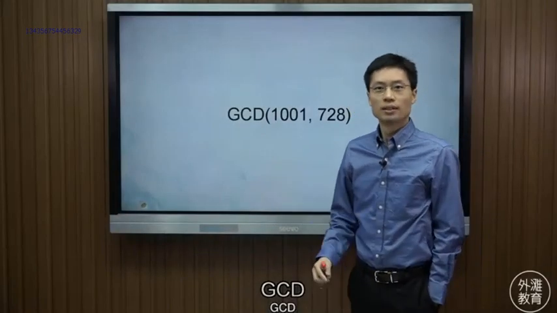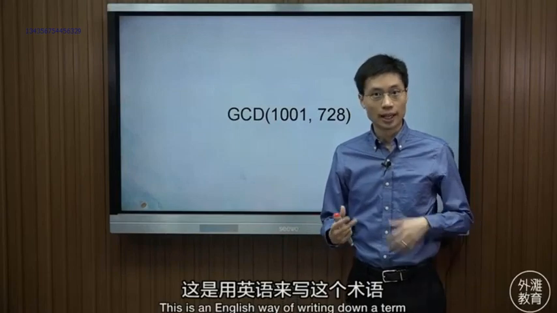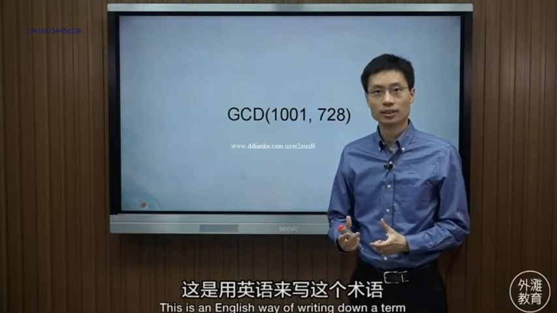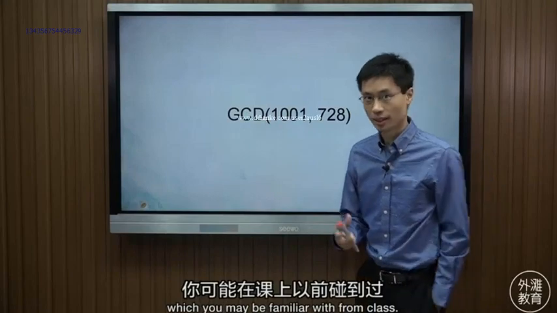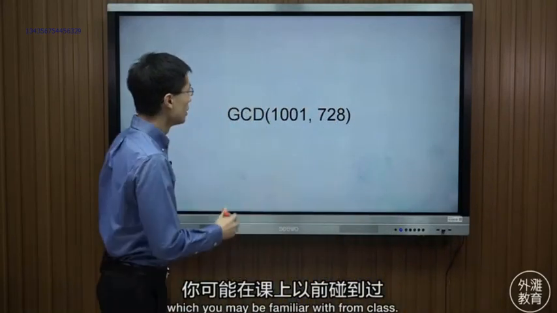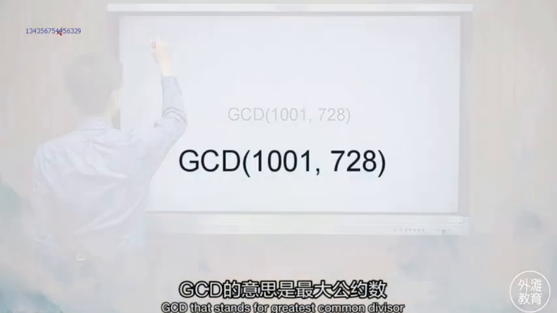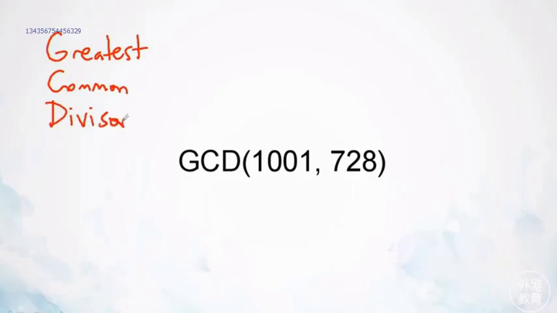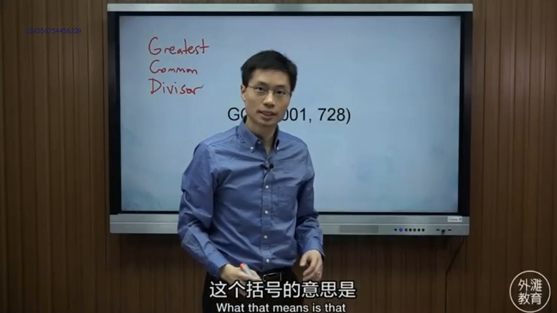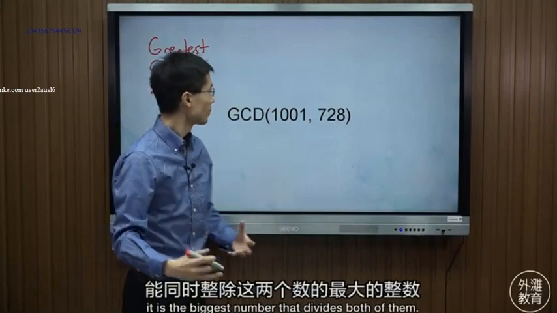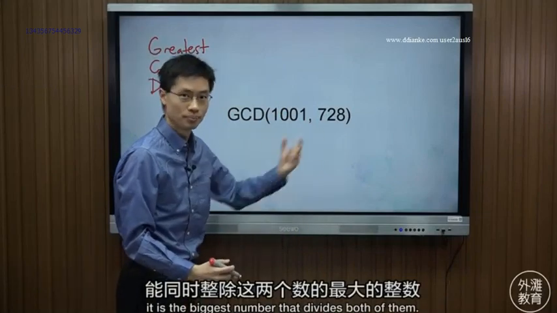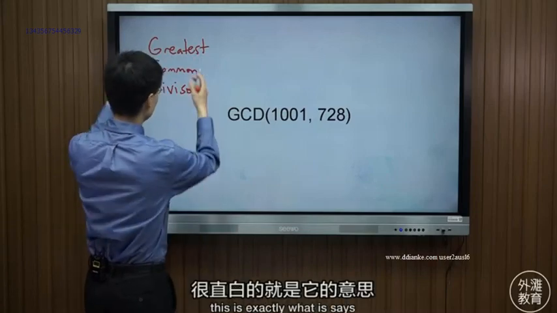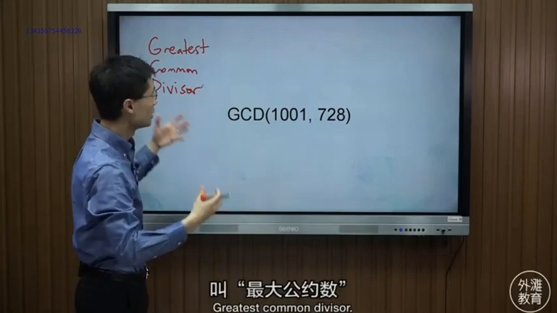GCD. This is an English way of writing down a term which you may be familiar with already from class. GCD stands for greatest common divisor. What that means is it's the biggest number that divides both of them. So it's exactly what it says, the greatest common divisor.